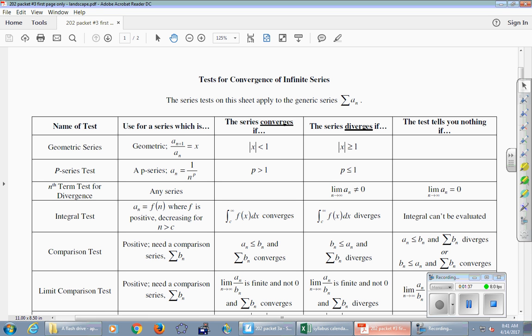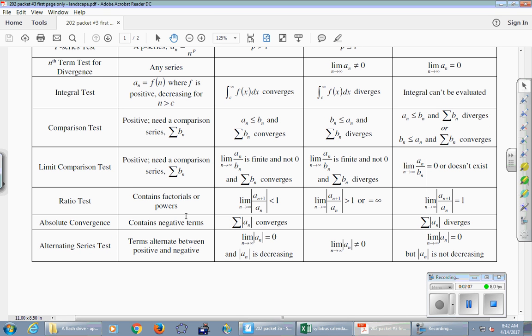It says the series tests on this sheet apply to the generic series sum of a sub n. N equals 1 to infinity is the norm, but that's implied here. I'm just going to run through the list, this first column, the name of the test. We've talked about geometric series. In the activity, which not everybody got to, but I'm hoping we got to outside of class, the p-series test. Did we have a chance to look for p-series? We talked about the nth term test for divergence, and we talked about the integral test. So I think we have done the first 4 of the things on this sheet.